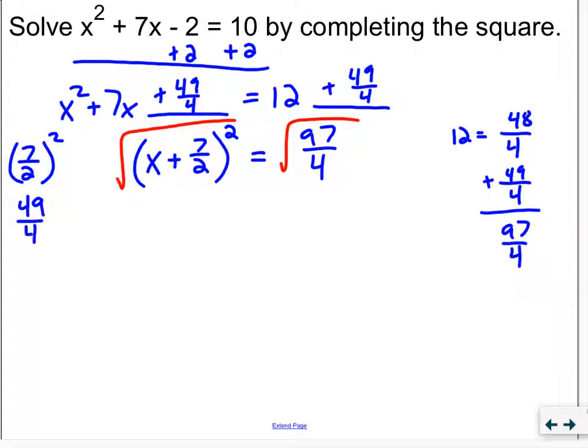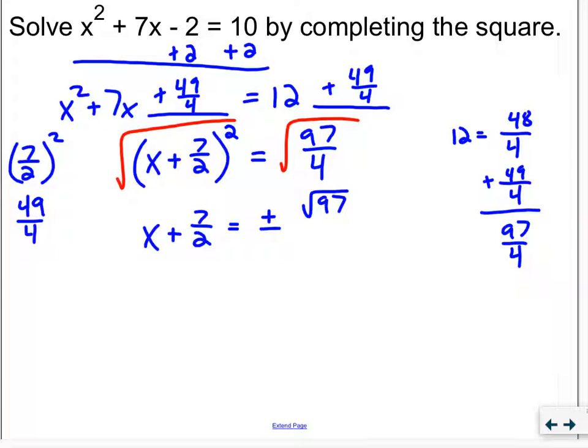Fraction. Relax. Check out what happens. I know I get x plus 7 over 2 on this side. I get a plus or a minus. Can you take the square root of 97? The answer is, yeah, you could. You get an ugly decimal. So let's leave it as the square root of 97. Let's make a good 97 for you.